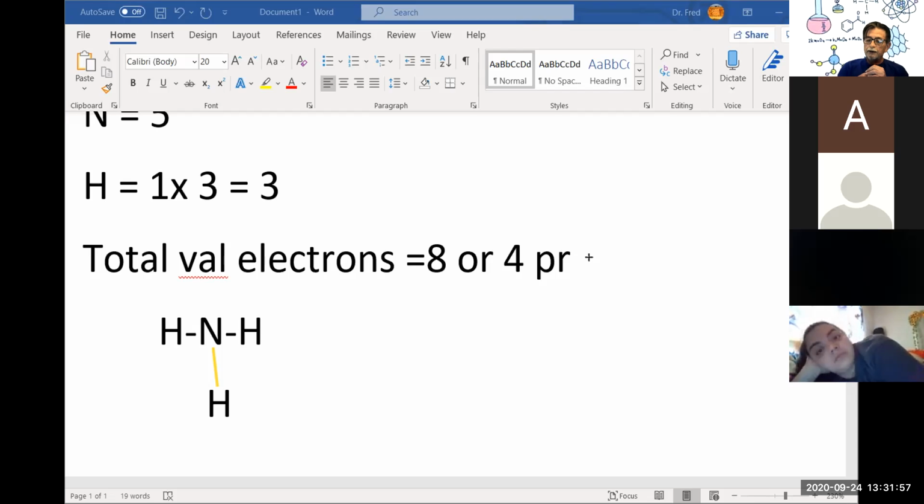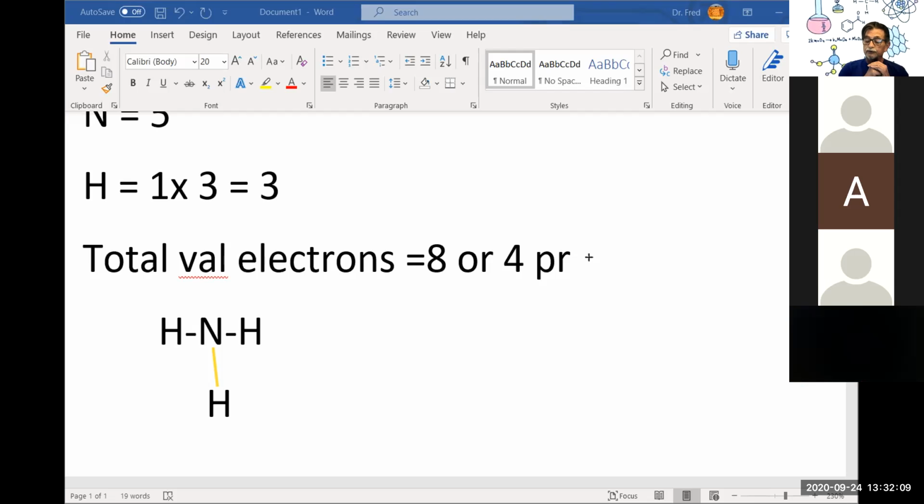Okay. Now, how many pairs does that take care of? 3. 3, exactly. 3 pair, or 6 electrons. So I have 1 pair left to deal with, or 2 electrons to work with. Now, I cannot put it on hydrogen, okay, because that will violate hydrogen's duet rule, because hydrogen's already sharing 2 electrons with nitrogen, each one of them.